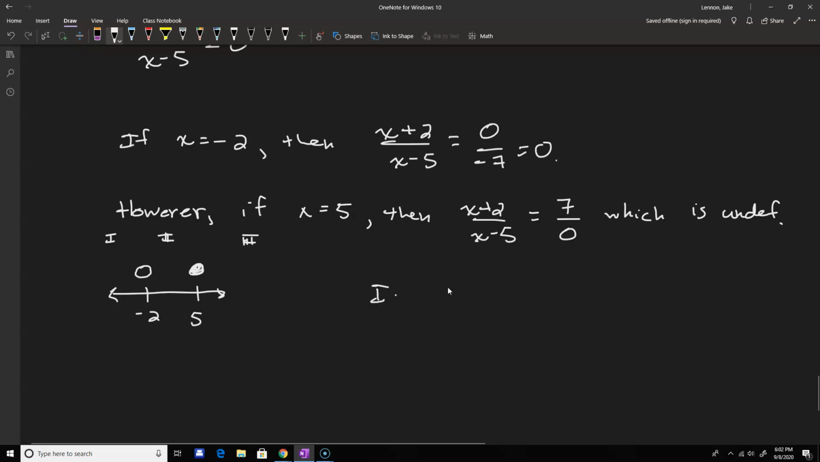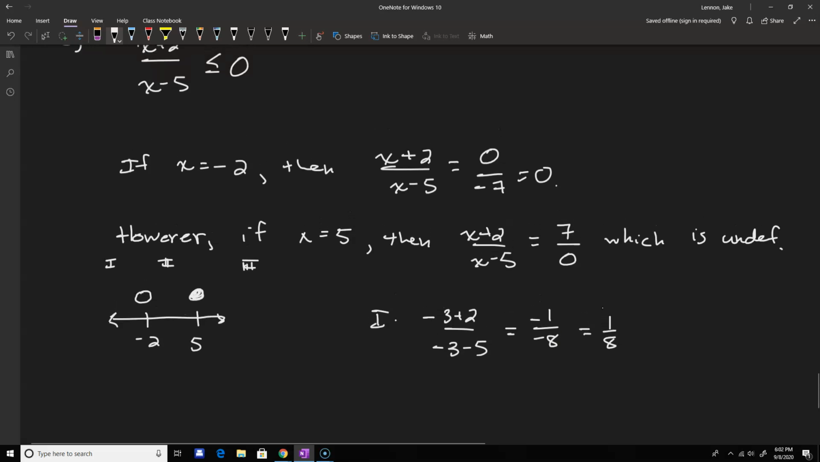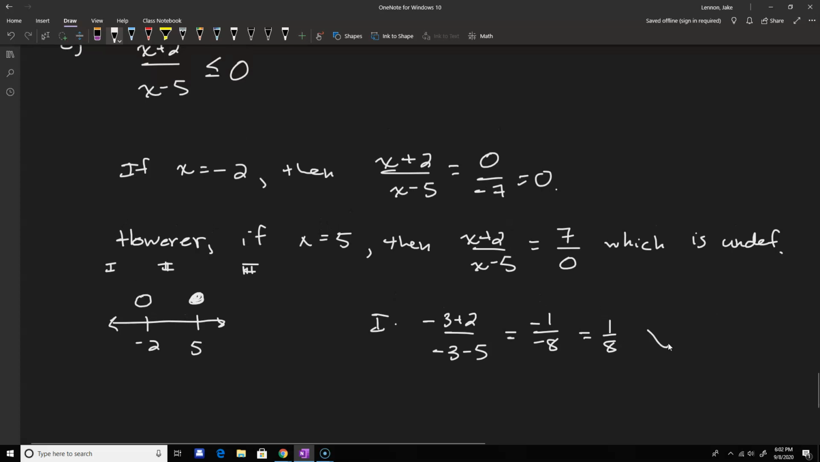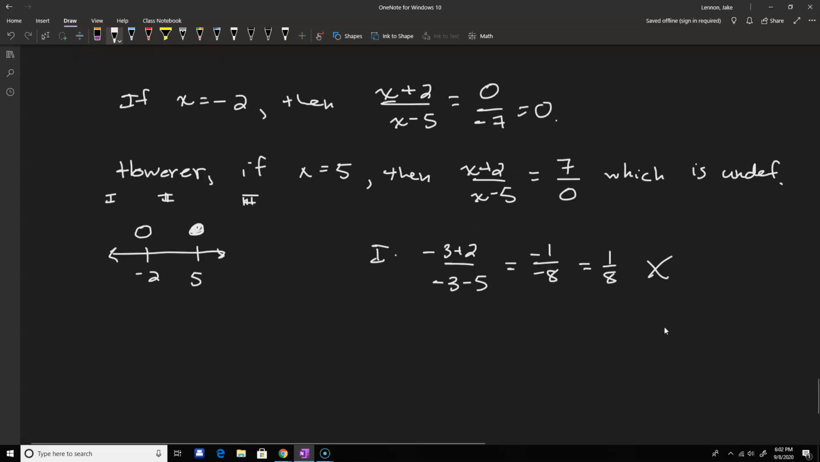So in region 1, let's plug in, say, -3. We could get (-3 + 2)/(-3 - 5), which comes out to -1 over -8, which is +1/8. We're looking for less than or equal to 0. 1/8 is a positive number, so that's not part of the solution set.